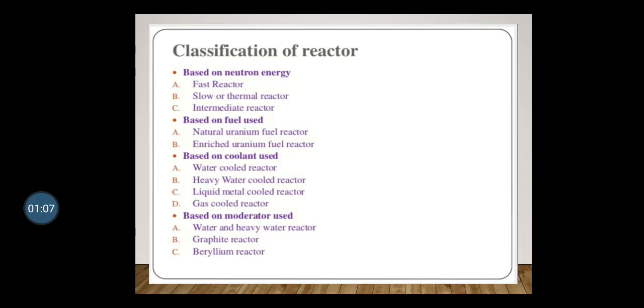The nuclear reactor is also classified on the basis of coolant used. It will be water cooled reactor, heavy water cooled reactor, liquid metal cooled reactor, and gas cooled reactor. The nuclear reactor is also classified on the basis of moderator used: water and heavy water reactor, graphite reactor, and beryllium reactor. These are the classifications of the reactor on different bases.